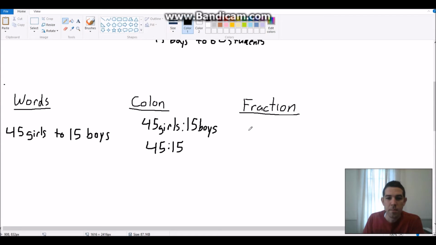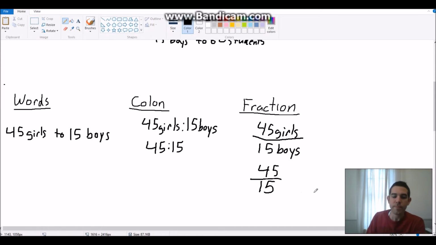And lastly, my favorite way to show ratios is a fraction. 45 girls compared to 15 boys. And there it is as a fraction. We can say 45 over 15. Three different ways to show ratios: words, colon, fractions.